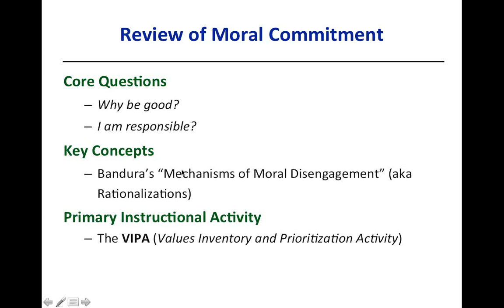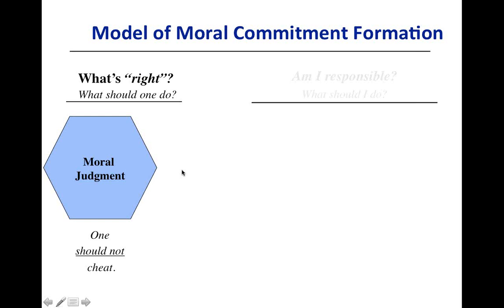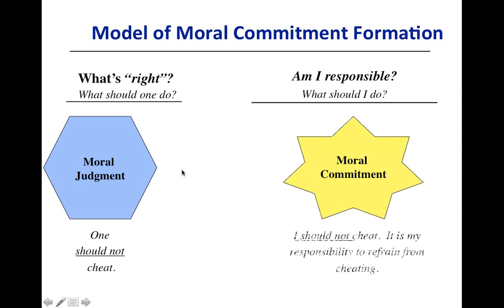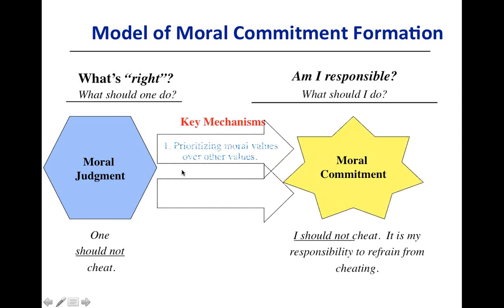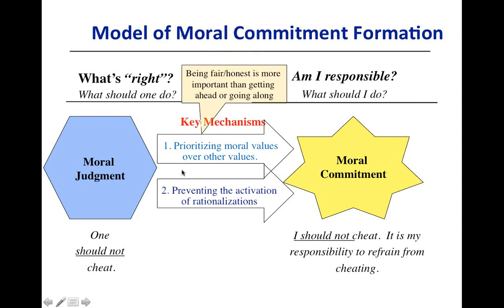Hopefully, using the VIPA, which is the primary instructional activity of this component, we can expose those rationalizations and help students prioritize the right thing. And of course, we illustrated that here with a couple of key mechanisms: prioritizing the moral values over other values, and preventing the activation of the rationalizations. Prioritizing values means the fairness, the honesty, or care, do no harm kind of thing, over one's own personal interest of getting ahead, or the more social conventional interest of going along and getting along with others.